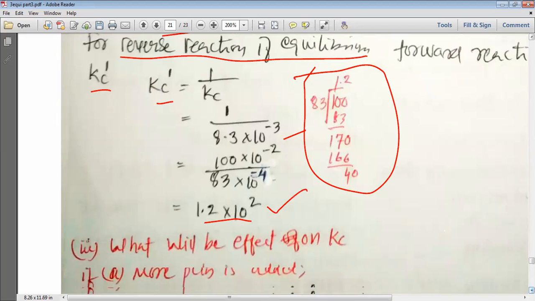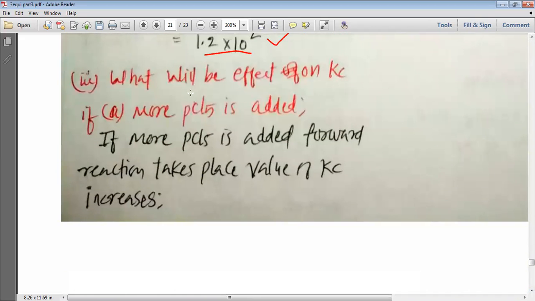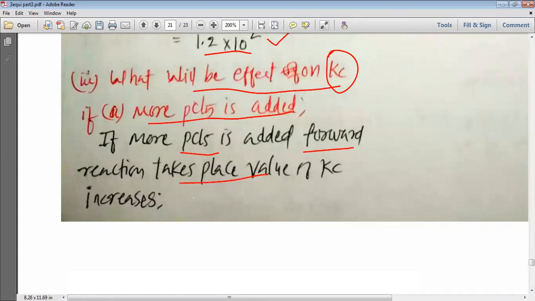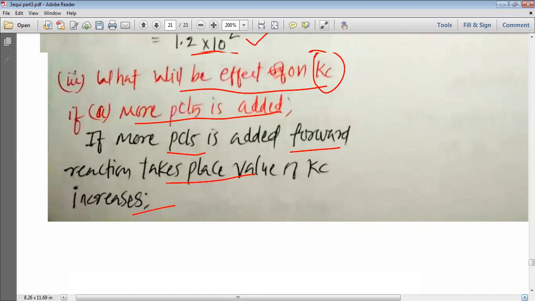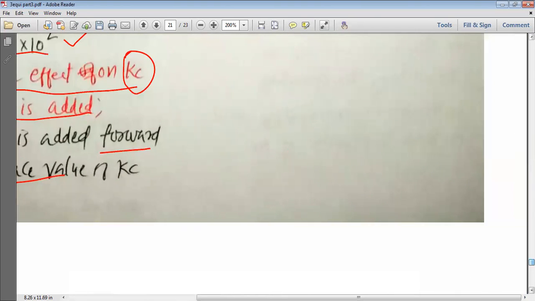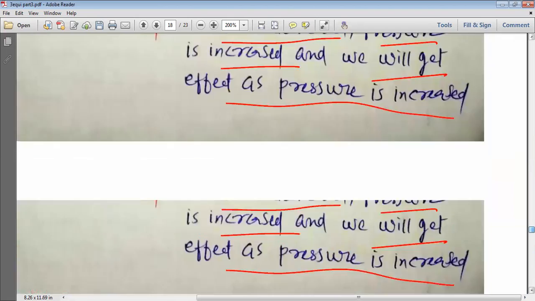Now next question, my dear students, what will be the effect on Kc if more PCl5 is added? You are well aware that PCl5 is a reactant, and if more PCl5 is added, the forward reaction takes place and the value of Kc increases. Let's go and understand the next one.